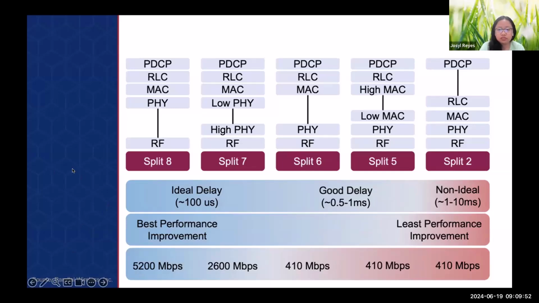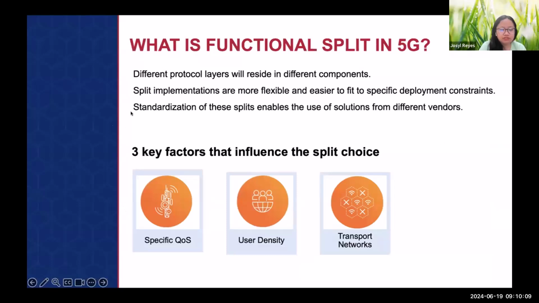Since we have limited time, we can skip this a bit. But essentially, there are factors involved. Aside from what was said earlier, let me go back. So there are three factors in selecting the split choice: the quality of service, the load or the user density and how dense the geographical area is, and then the transport networks.